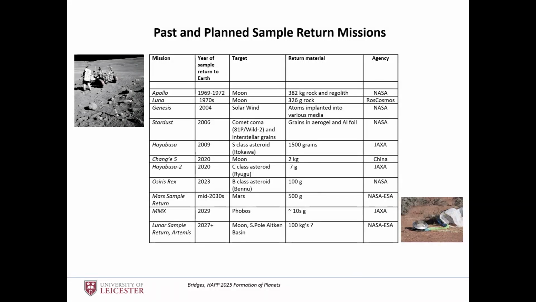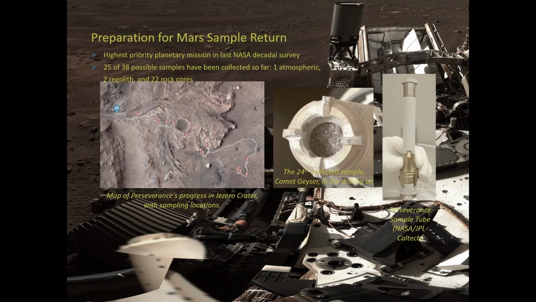Okay, moving on to our sample return missions. So there's a lot to see here. Apollo itself, the big one, 400 kilograms. And again, that's a whole talk in itself. But we've got 3 from asteroids now. And we've got lunar sample return coming out. We've got Mars sample return. So there's an awful lot more that's going to be happening over the next few years. For instance, Artemis 3 and Mars sample return.